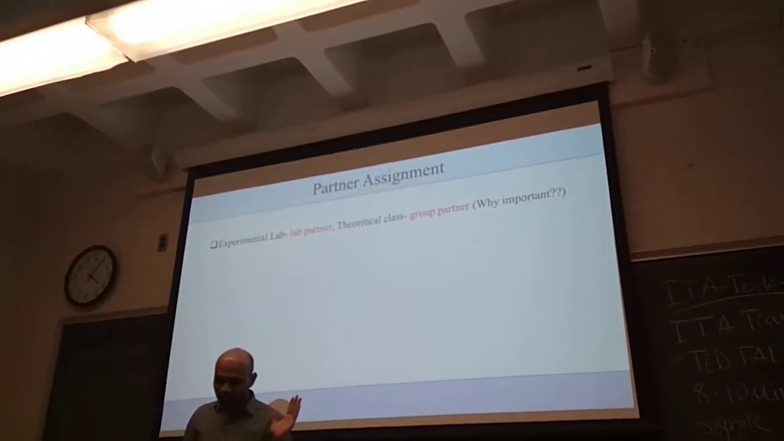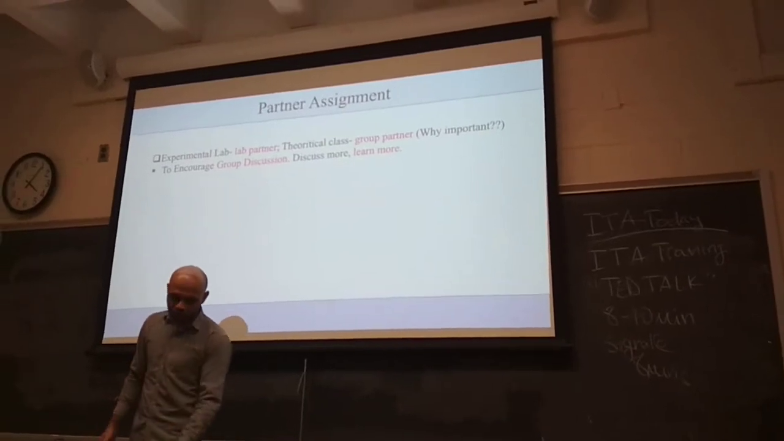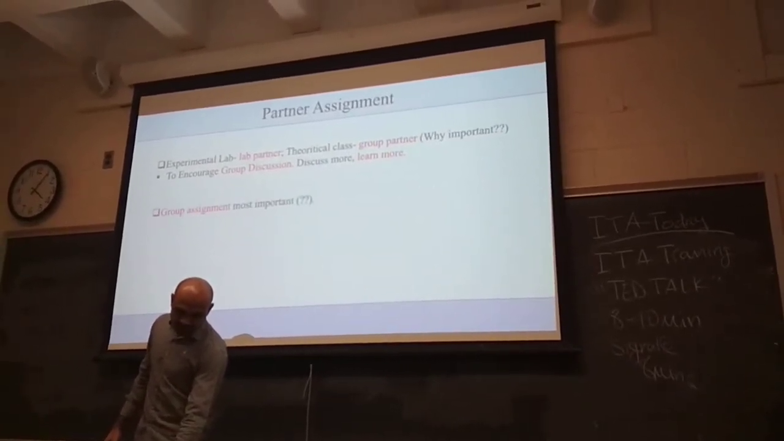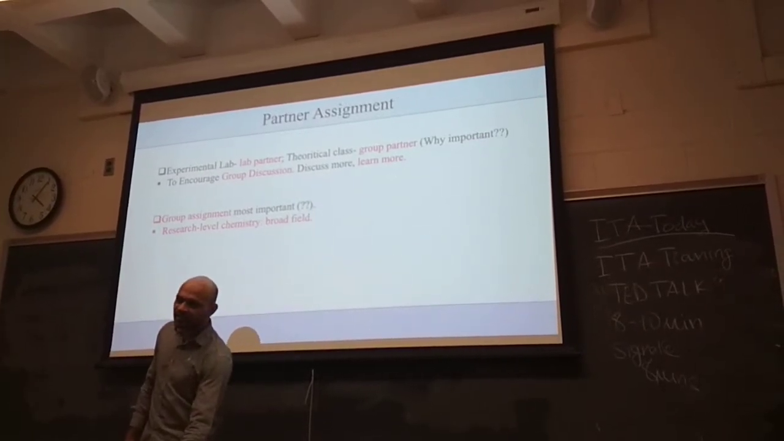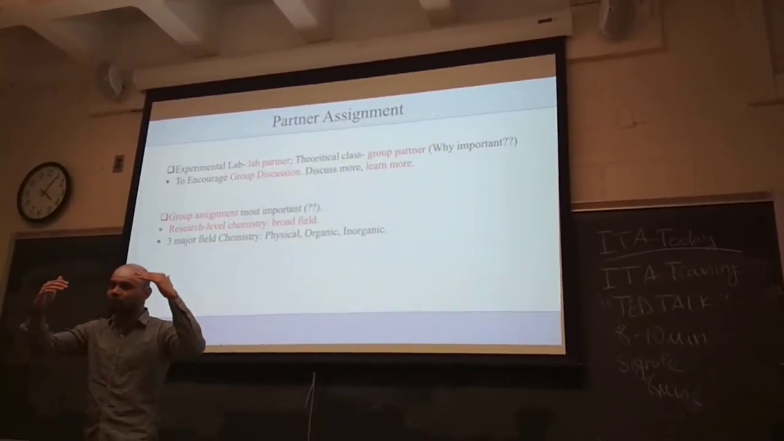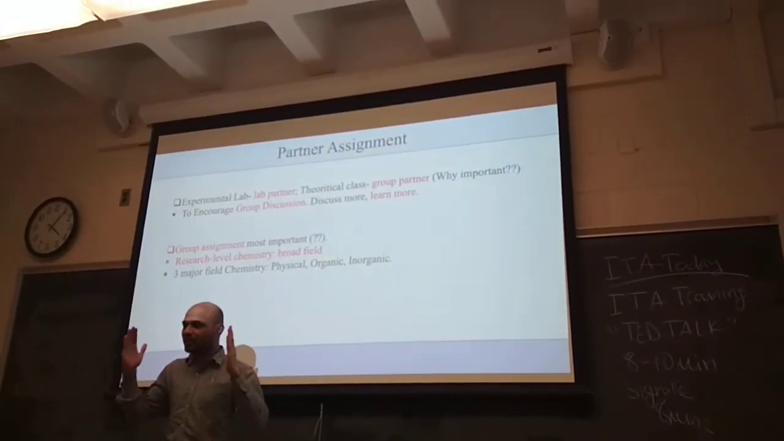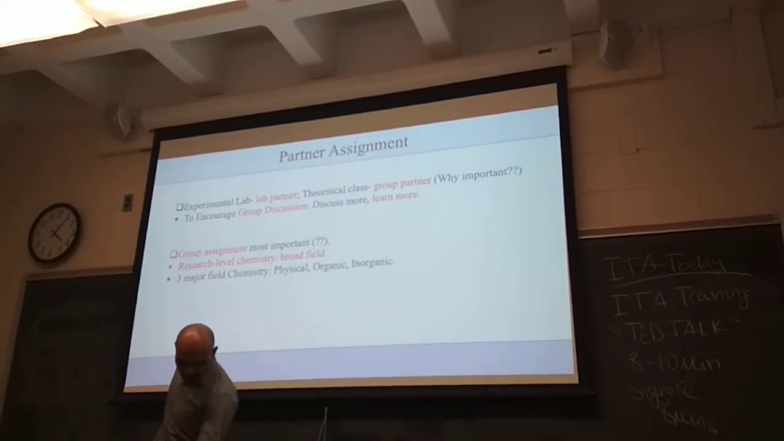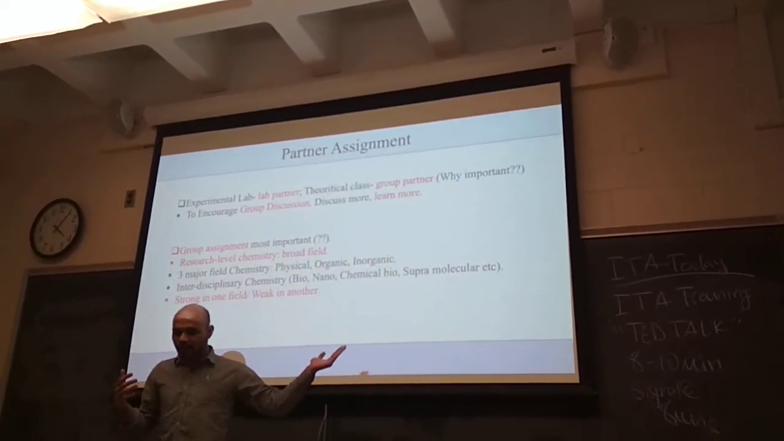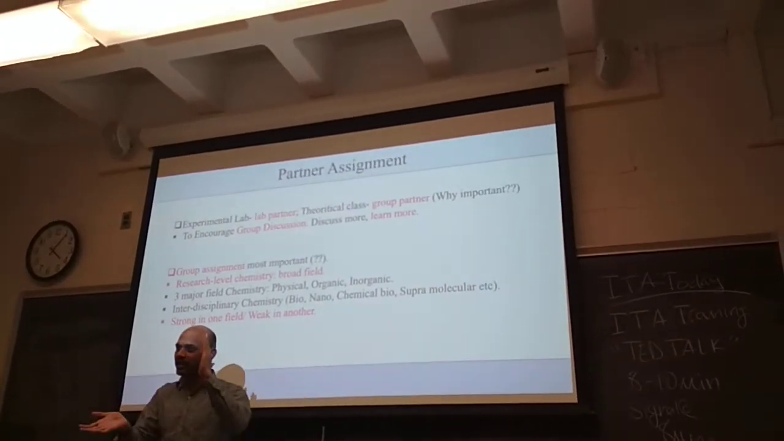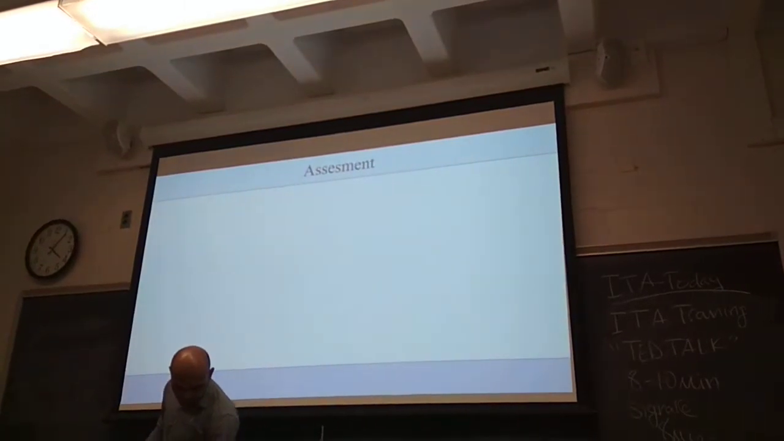So you should assign some group partner, because whenever they are discussing, they will learn more. Why is group assignment so important? Because this is research level chemistry. This is a much broader field. Suppose in chemistry there are 3 major parts: physical, organic and inorganic. There are some interdisciplinary boundaries. Some people will be strong in organic, some people in inorganic. When they interact with each other, they will understand the material much more in depth.